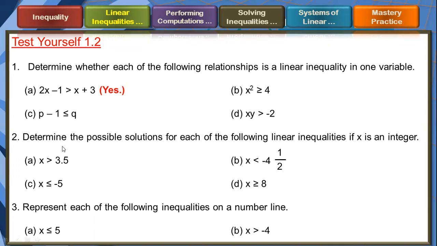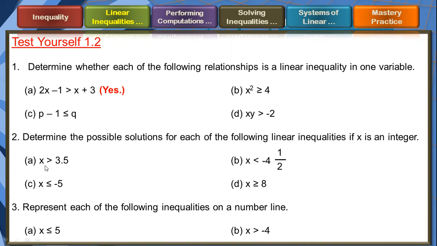So for number 2, we have to determine the possible solutions for each of the following linear inequalities if x is an integer. So we have A, x is greater than 3.5, B, x is less than negative 4 and 1/2, C, x is less than or equal to negative 5, and D, x is greater than or equal to 8.